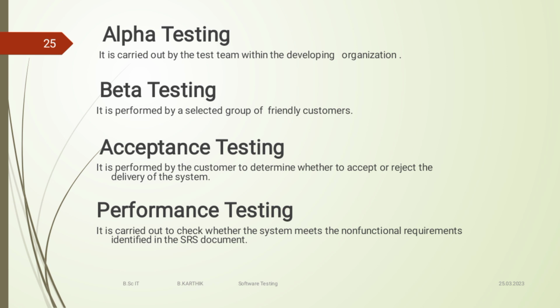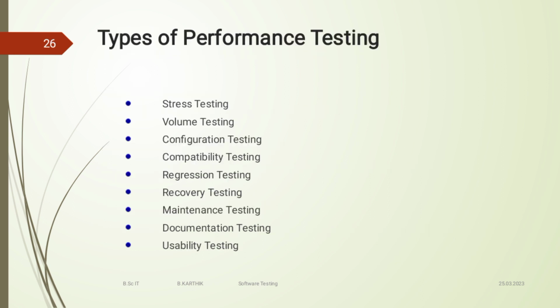And the fourth one is performance testing. It is carried out to check whether the system meets the non-functional requirements identified in the software requirement specifications. Then, the types of performance testing. In these types of performance testing, the below listed testing will be followed.